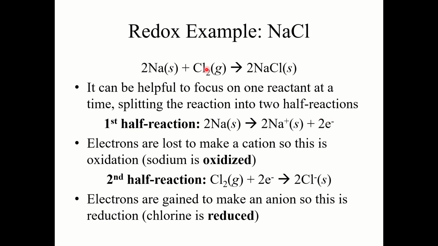Our other half reaction is with chlorine, so we've got Cl2, and then what's being formed are 2 chloride ions. So neutral Cl2, and then we're forming 2 chloride ions. So here, electrons are gained. 2 electrons are gained. So electrons are gained to make an anion, so this is reduction. Chlorine is reduced. So when you're writing your reduction half reaction, you should write the electrons as a reactant, since that species is gaining electrons.